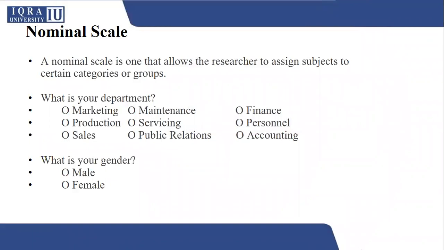Nominal scale. A nominal scale is one that allows the researcher to assign subjects to certain categories or groups. What is your department? Marketing, production, sales, maintenance, servicing, public relation, finance, personnel, accounting. Now the respondent has to choose any one department. When such a scale is given where you have to choose only one option, we call that a nominal scale. What is your gender? The respondent will only mark tick on either male or female.